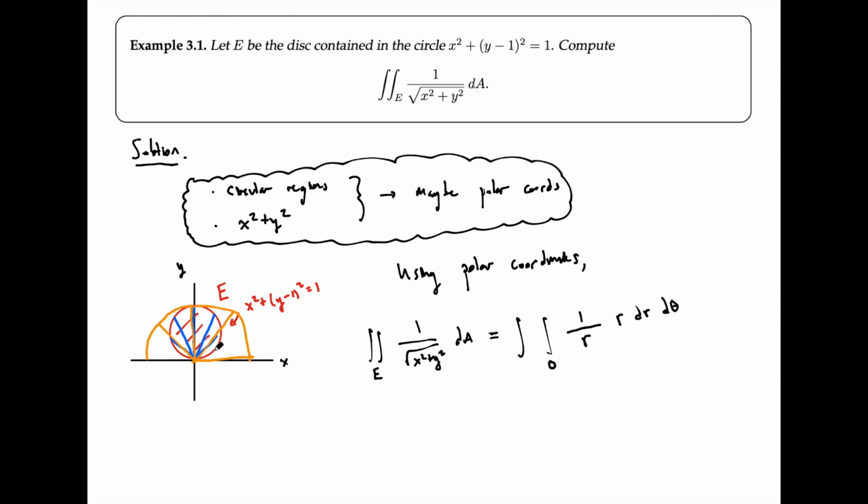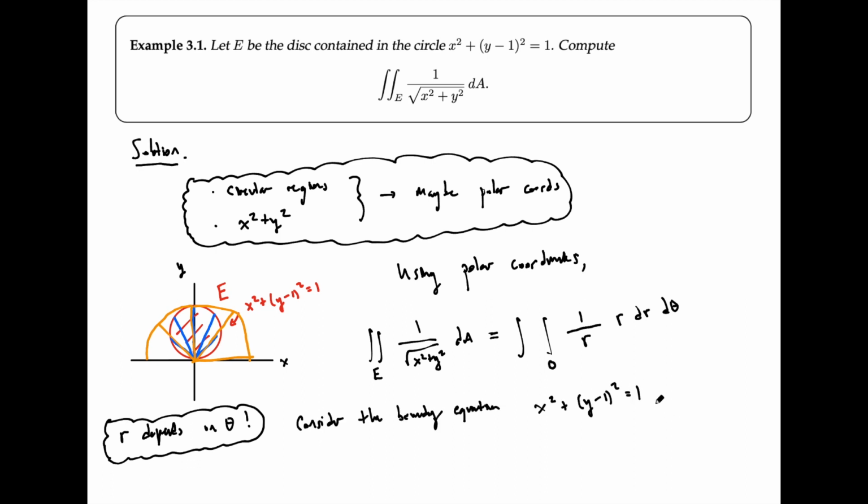So the point here is that r depends on theta. And we need to figure out precisely how that happens. How do we do that? Well, the upper bound for r is determined by this red circle. This boundary circle here will tell us how r depends on theta. We have to work with this a little bit.